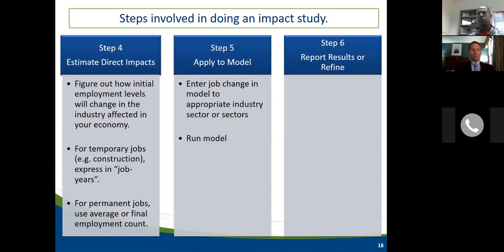Step 5, you put the job change into the model, or the wage change, or the sales change, and you hit go. Step 6, you report the results. So again, you select your geography, you select your model, you do your questioning, and you put your direct impacts in the model and hit go. It's pretty simple.